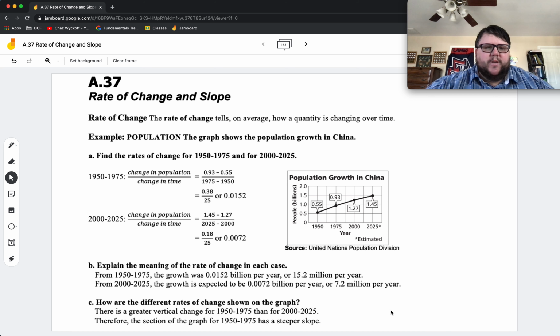Welcome back, algebra students. Today we're continuing on with our rate of change and slope. We've got a couple of fun problems to do today.